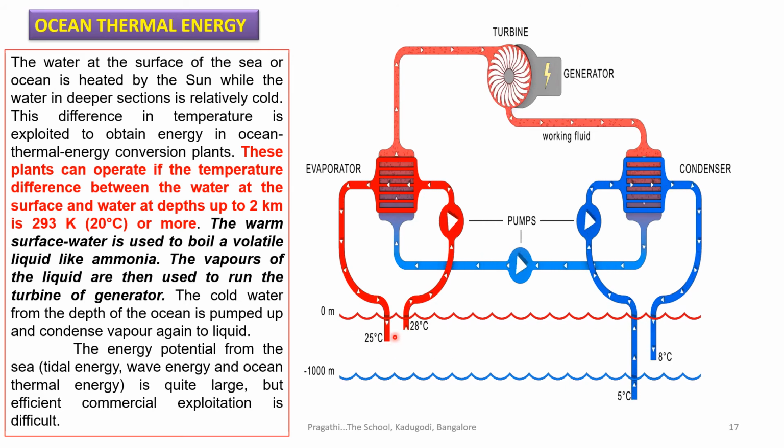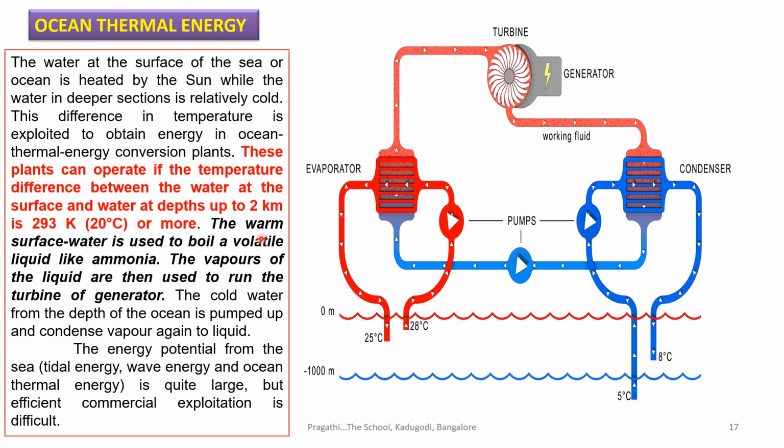You can see here the water is taken here at 28 degrees. The water is taken, it will be warm, and a pump is given here, and it comes here. What happens? There is an evaporator here, and the cold water is coming here. From 5 degrees it comes here, and the condenser will be here. Because of this, the warm water will heat up the working fluid, which will be inside. It will usually be ammonia vapors.